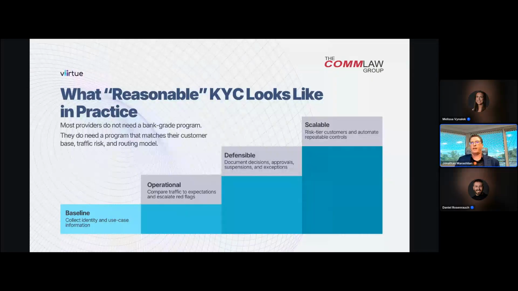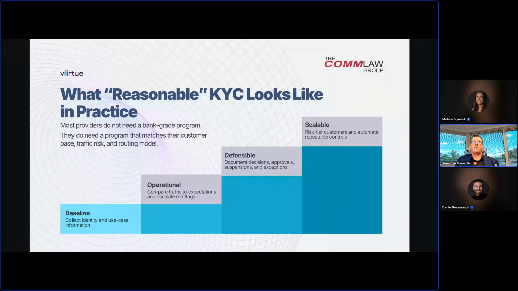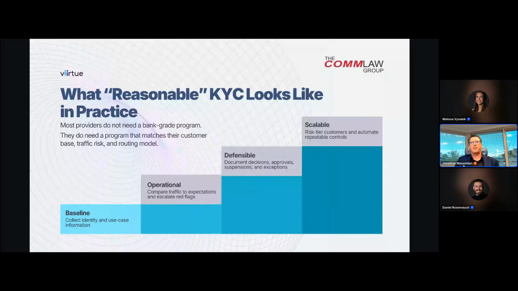You don't treat every customer like a 5-alarm fire, and you don't treat every customer like a walk-in retail account either. Risk tiering is the key. Low risk local business, streamlined review. High volume reseller, more diligence. Foreign customers sending domestic traffic, even more diligence. Political campaign with AI voice tools, more diligence. Customer using numbers it doesn't control, more diligence. The goal is not perfection, the goal is reasonableness. And reasonableness is much easier to show when your process is consistent, documented, and tied to the actual risk. Next slide.